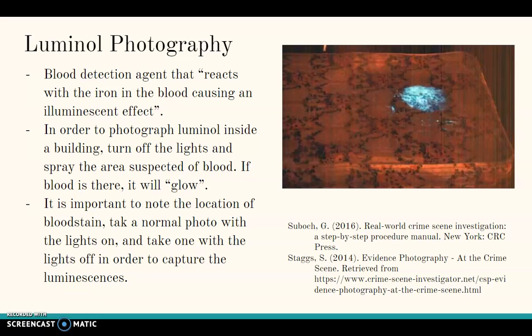So in order to see where the blood stain was on this mattress, you have to spray the luminol chemical on it and darken the room because this is inside, in order to see the glow and to be able to capture a picture of it. It's also important to make a note of the location of the blood stain, so you can take a normal photo with the lights on, and then you take one with the lights off in order to show the specific location of the stain.